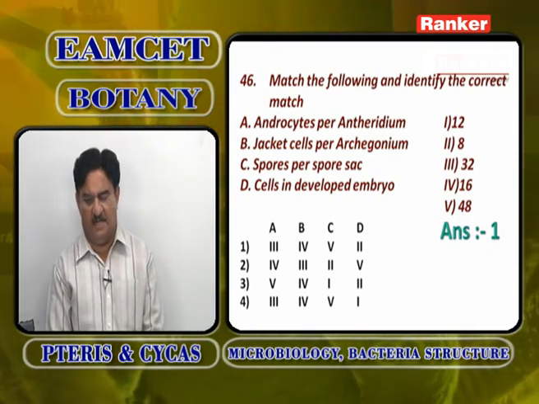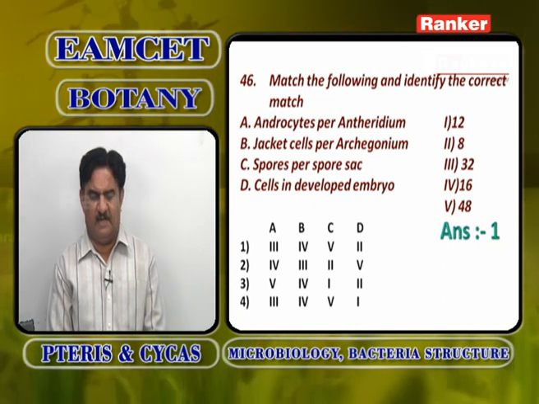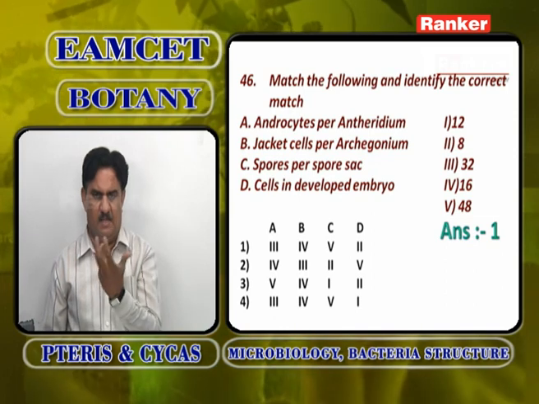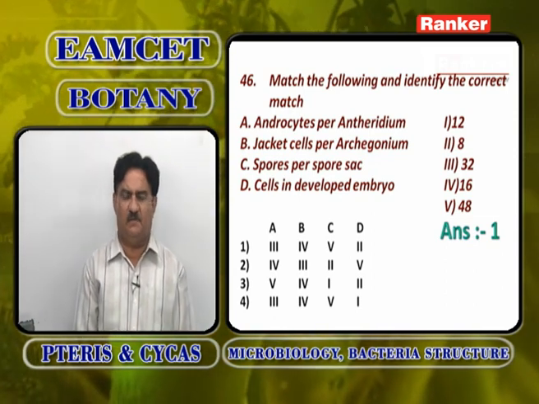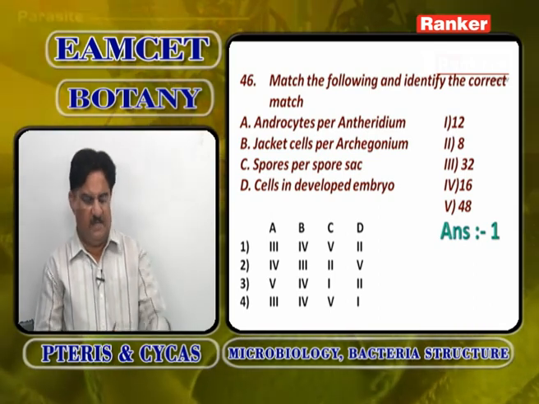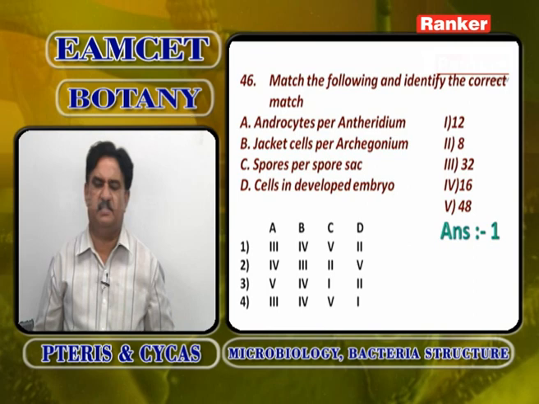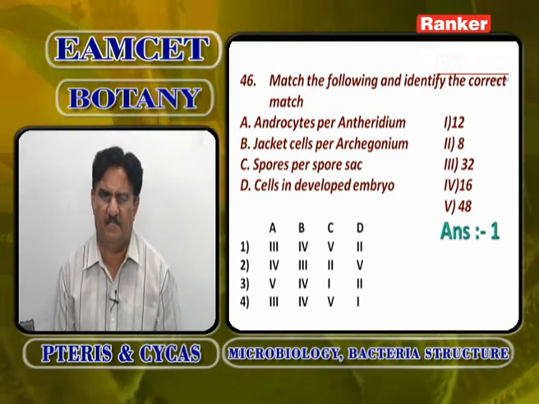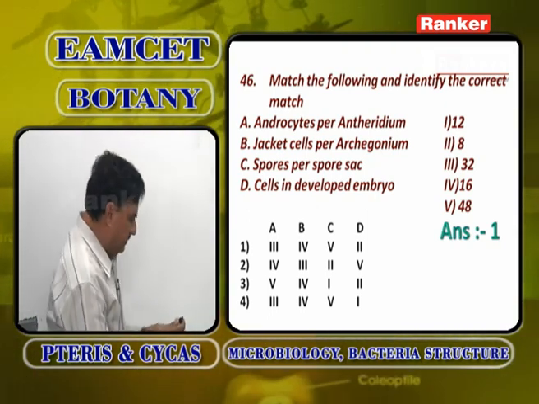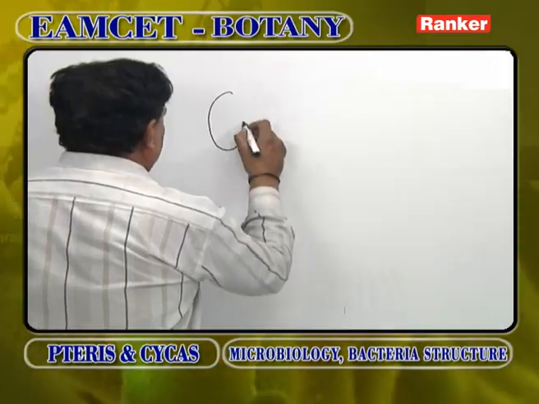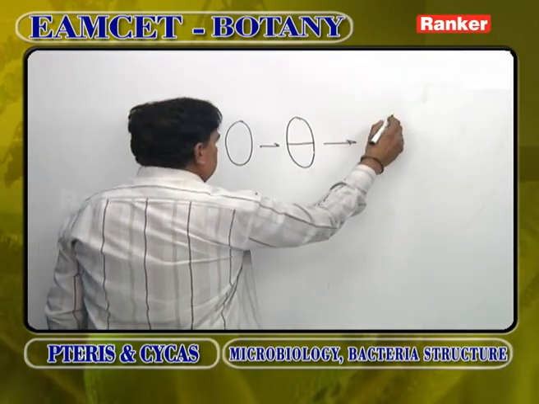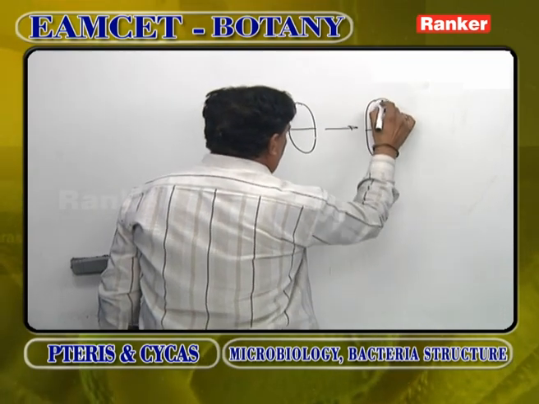Androcytes per antheridium is 32. B4. Jacket cells per archegonium is 16. 4 rows of neck cells in 4 celled height means all the 4 sides 4 celled height, 4 into 4, 16. Spores per spore sac is 48. C5. Every sporangium in Pteris produces 48 spores, and that means spore mother cells present in the sporangium is 12. Cells in developed embryo is 8. First, how the developed embryo will start? It will start with a structure like this. First division is transverse division. Next division is transverse division but perpendicular to the first division.